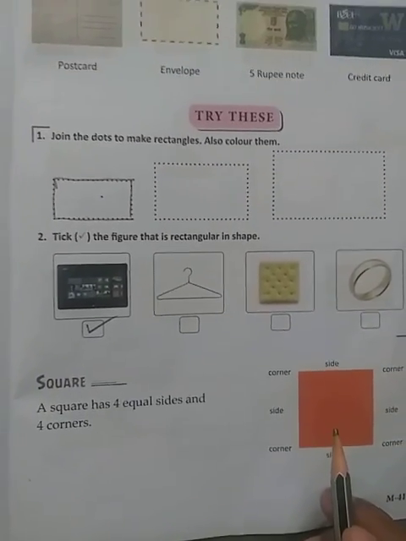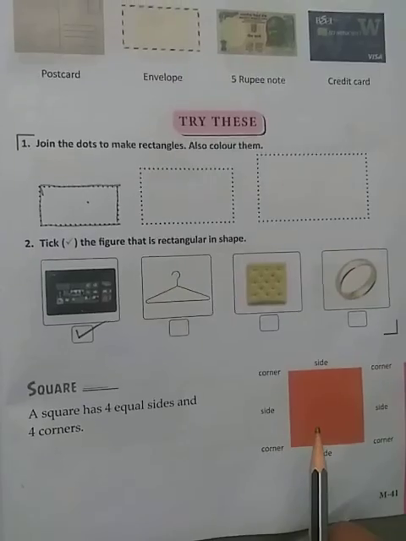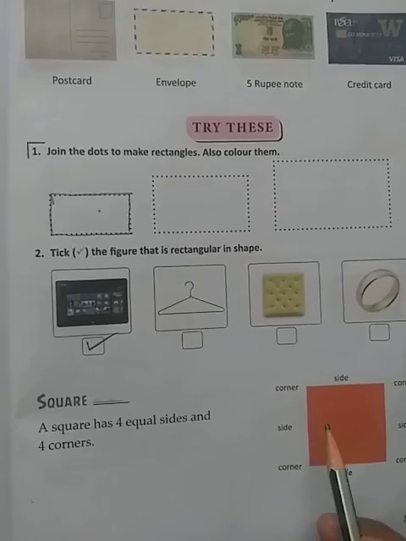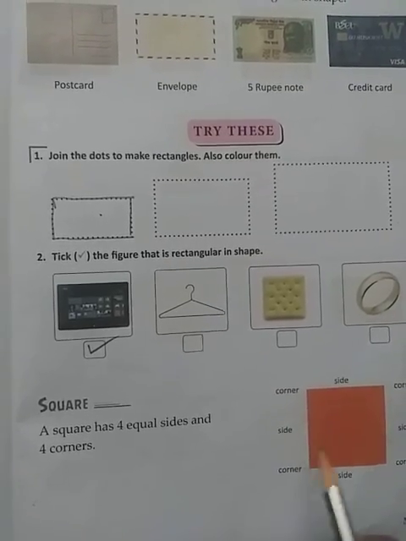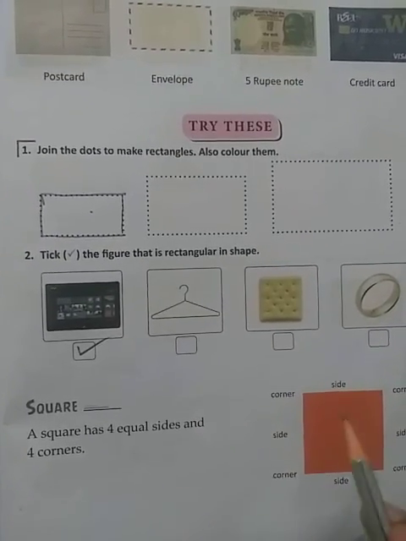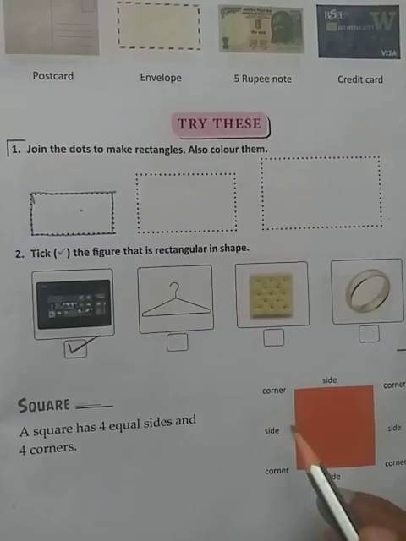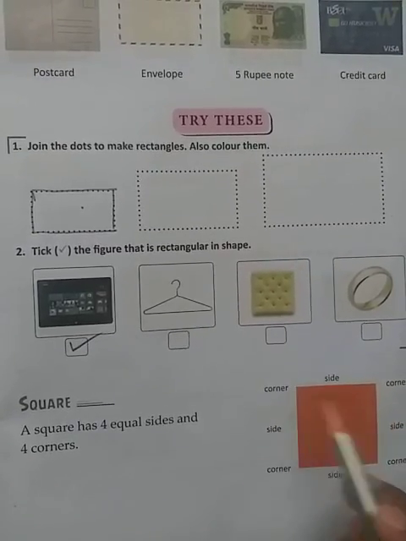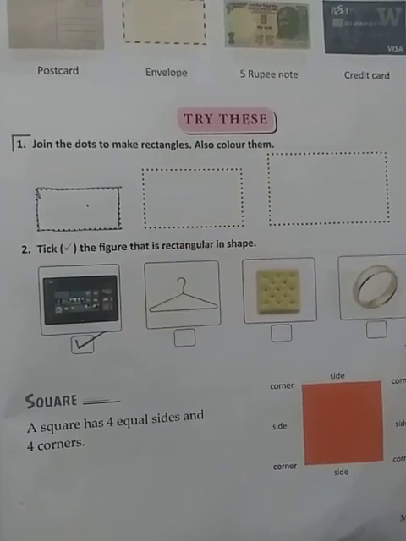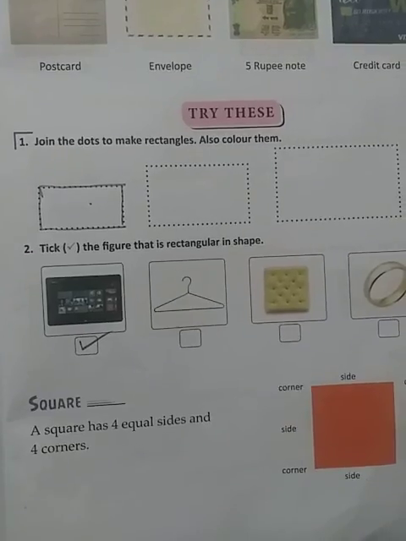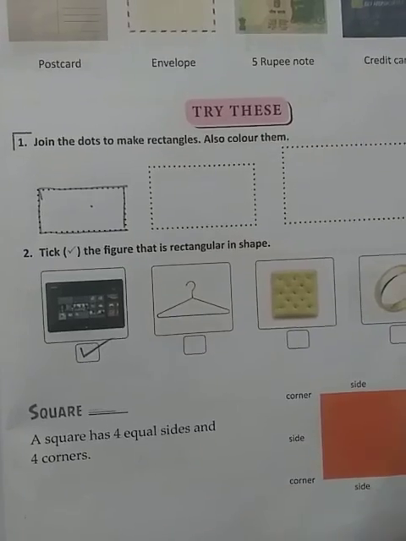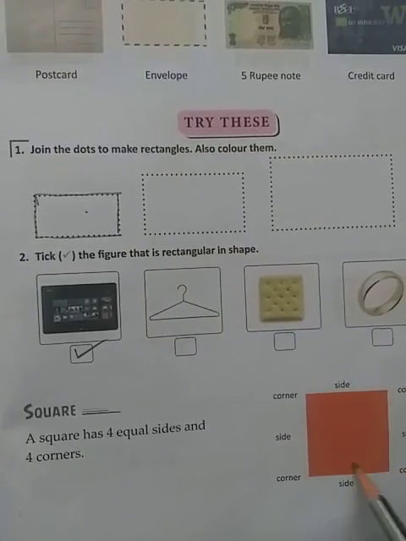You can see here one more shape that looks like a rectangle, but it is not a rectangle, it is a square. A square has four equal sides, meaning all sides of a square have the same length. Now which are the sides? 1, 2, 3, 4, and corners 1, 2, 3 and 4. So a square also has 4 sides and 4 corners, and all the sides of a square have equal length.